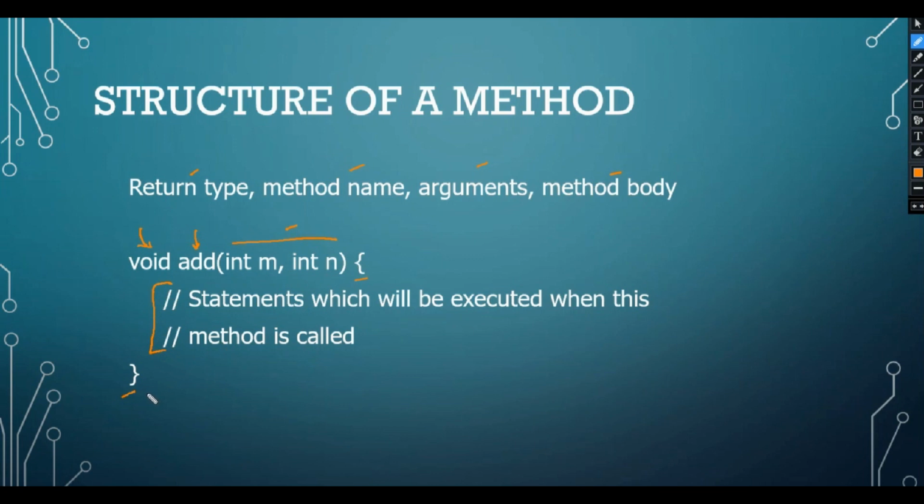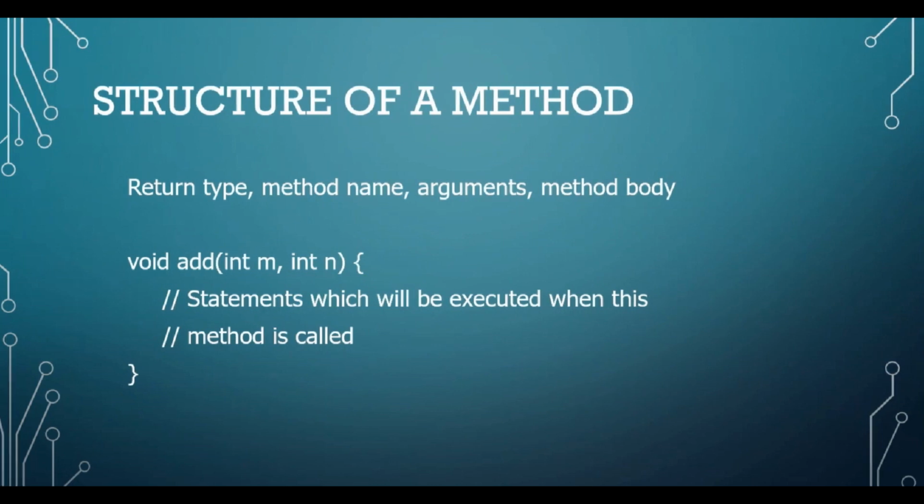Now please remember, method or functions are interchangeable names. They can be used interchangeably. Arguments or parameters, these are also interchangeable. Basically terminology is different in different books, but the things are the same. So methods or functions are the same, arguments or parameters are the same.